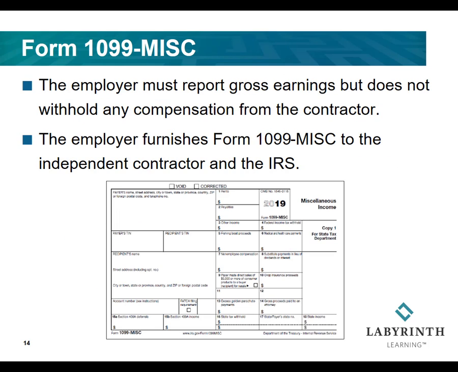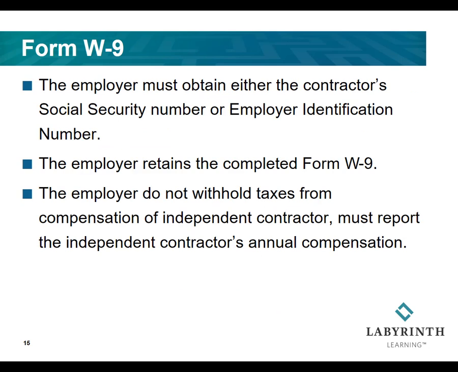Employers that hire an independent contractor do not withhold any wages from the contractor because the contractor pays his or her own employment taxes. However, employers must report the gross earnings to the independent contractor and to the IRS. The form that is used is called the 1099-MISC.